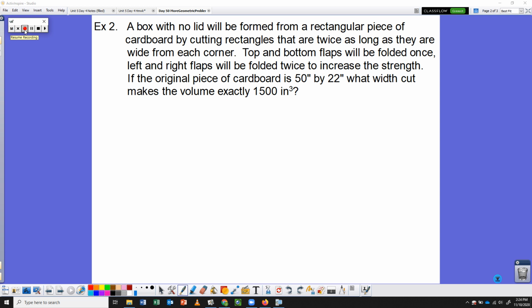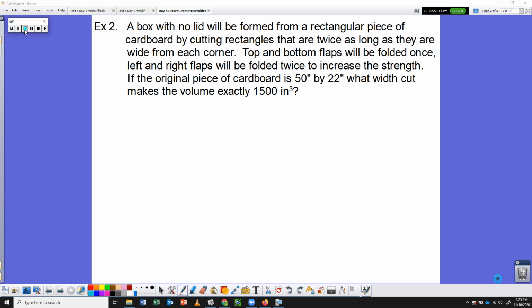In the second problem for this day's notes, we're saying that a box with no lid will be formed from a rectangular piece of cardboard by cutting rectangles that are twice as long as they are wide from each one of the corners. Top and bottom flaps will be folded once, and the left and right flaps will be folded twice to increase the strength of the box. If the original piece of cardboard is 50 inches by 22 inches, what width cut makes the volume turn out to be exactly 1,500 cubic inches?